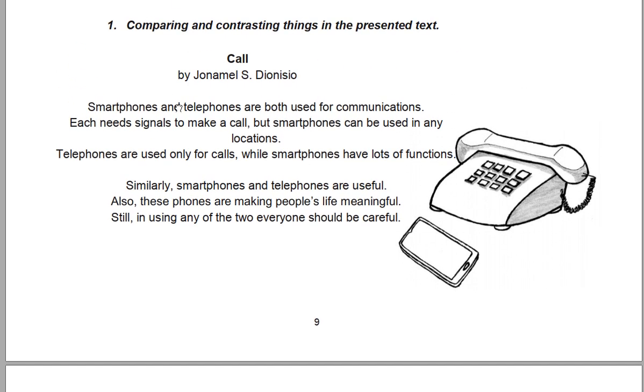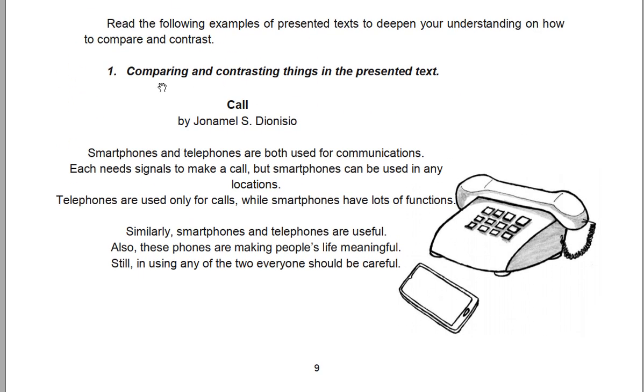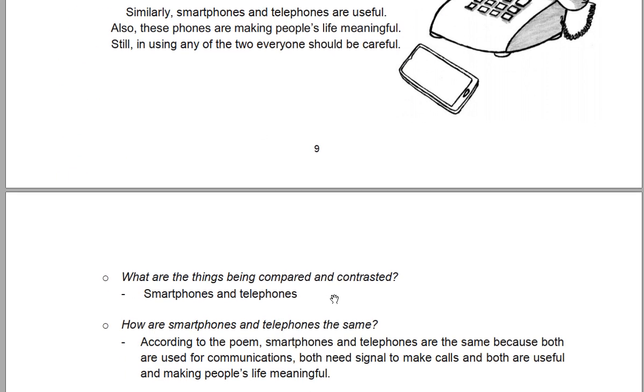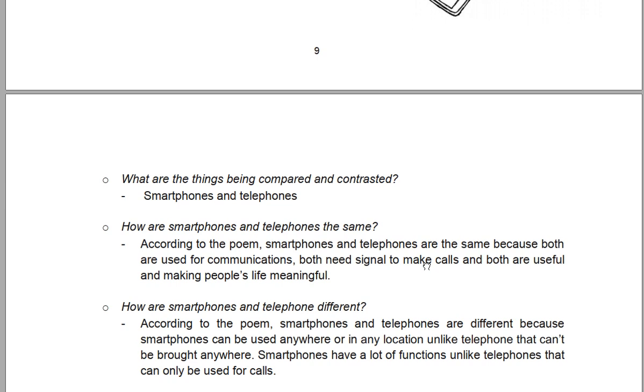Okay, so the first one is comparing and contrasting things in the presented text. So what are the things being compared and contrasted? Smartphones and telephones. How are smartphones and telephones the same? According to the poem, smartphones and telephones are the same because both are used for communications, both need signal to make calls, and both are useful and making people's life meaningful.